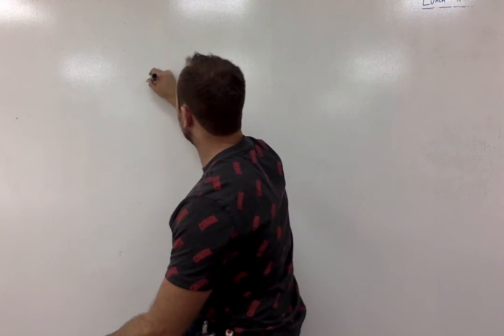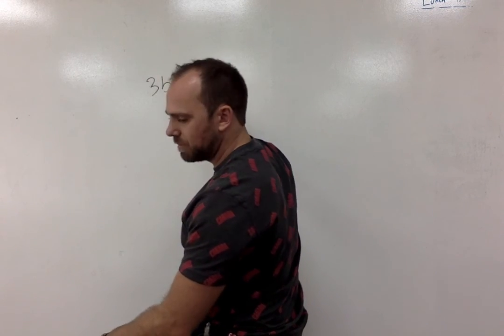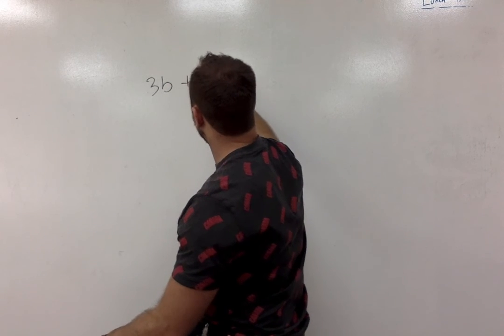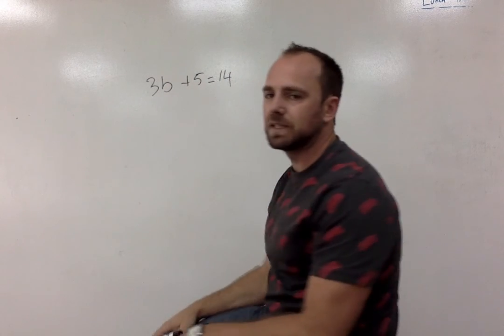Personally, I like to use opposite operations to simplify it, similar to what we were doing in 6.1, where we had the integer tiles and we were making the zero pairs. We're essentially just creating opposite operations. So we're doing the exact same thing. So I'll give you the first example that we're going to work with. So we're going to say 3b plus 5 equals 14.